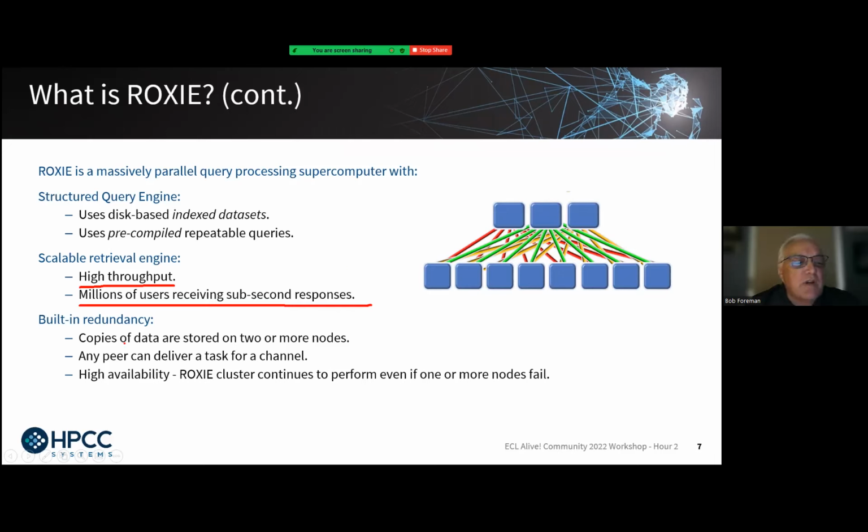And there's built-in redundancy. Copies of data are stored on two or more nodes. Any peer, any node can deliver a task for a channel, and there's high availability. All right, that's a very quick overview of ROXIE. In our online lessons and in our classes, we go into ROXIE in much more detail. But I just wanted to give you a high-level overview of ROXIE, and what we're going to be doing with our ECL now is building these index data sets into a pre-compiled query that eventually we're going to show you and publish.